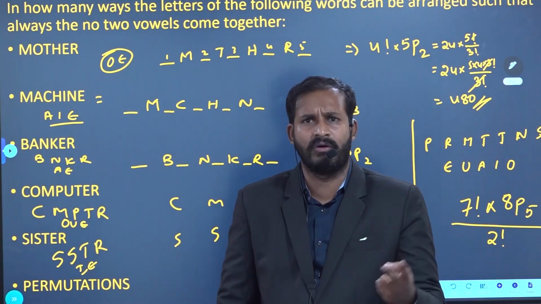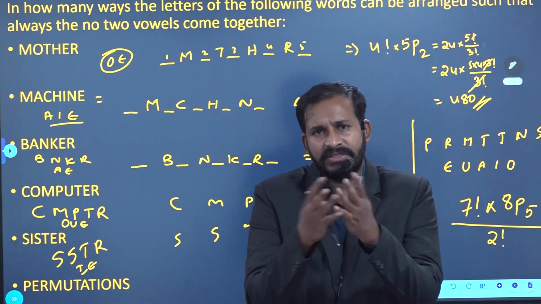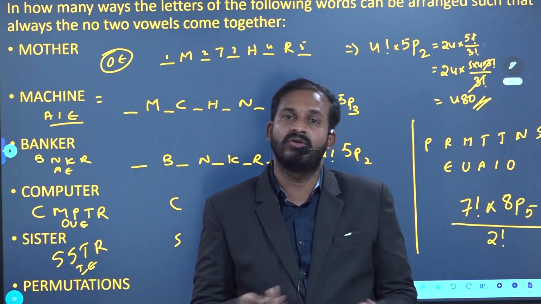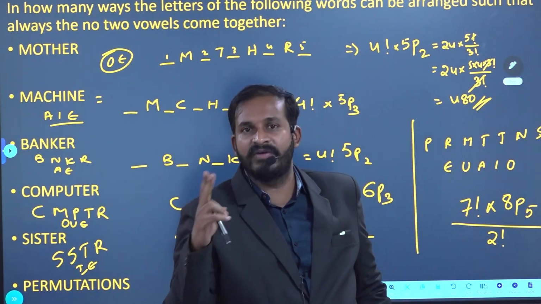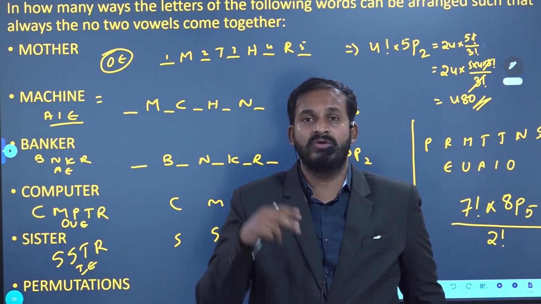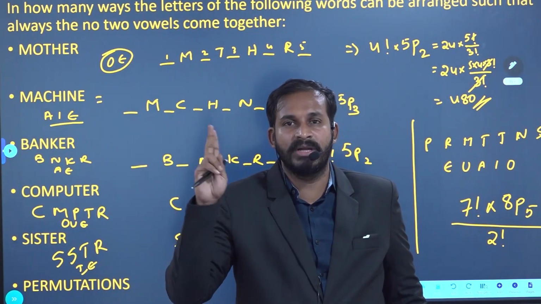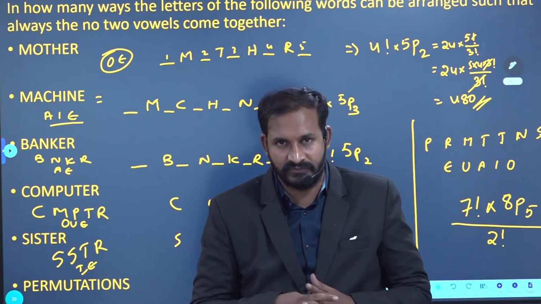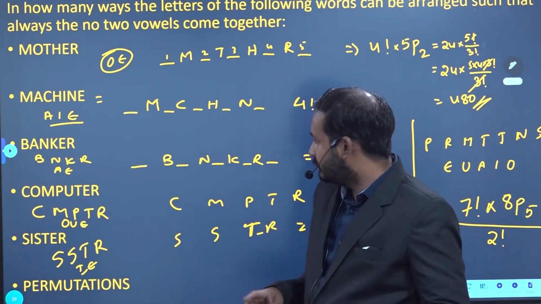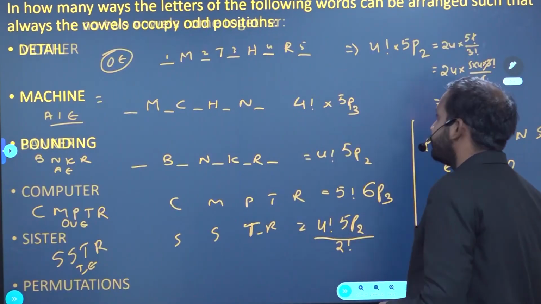Because there are only 2 vowels. Vowels not coming together means they will come individually, and no 2 vowels coming together also means they will come individually. So when there are only 2 vowels in the given question, no 2 vowels and vowels not coming together are both the same. You will get the same answer if you solve with both of them. Okay? Right. Now we will see the next case.